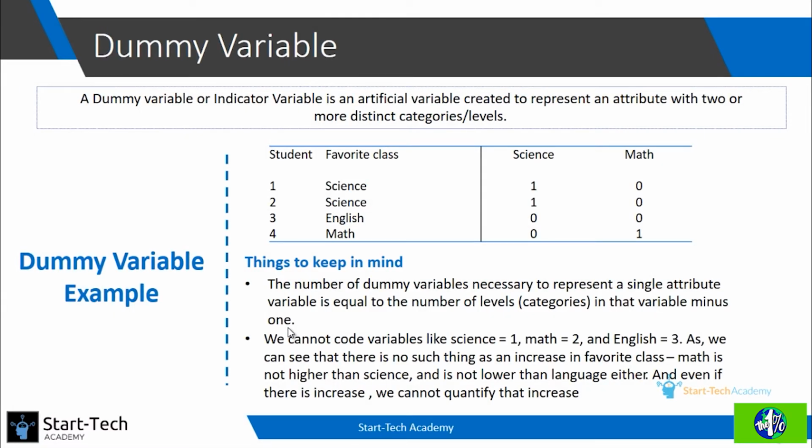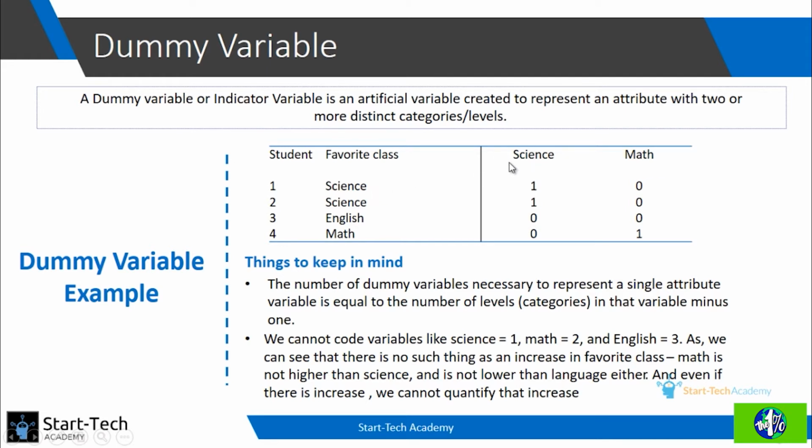Let us look at the categories in this example for clarification. On the left, I have students and their favorite subjects. On the right, I am coding these subjects. The first step of dummy variable creation is creating dummy variables.